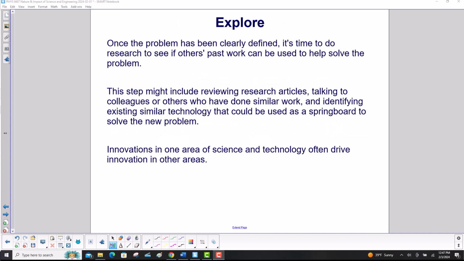Once the problem has been clearly defined, it's time to do research to see if others' past work can be used to help solve the problem. This step might include reviewing research articles, talking to colleagues or others who have done similar work, and identifying existing similar technology that could be used as a springboard to solve the new problem. Innovations in one area of science and technology often drive innovation in other areas.